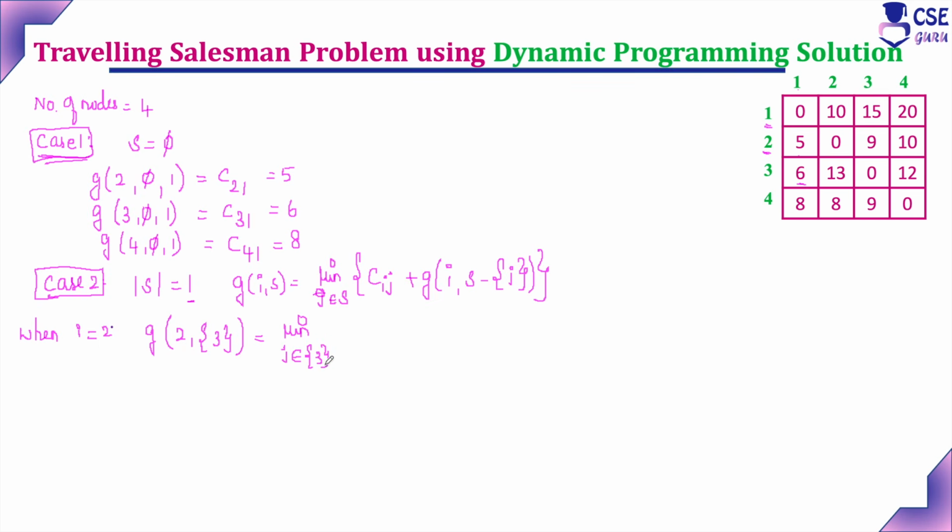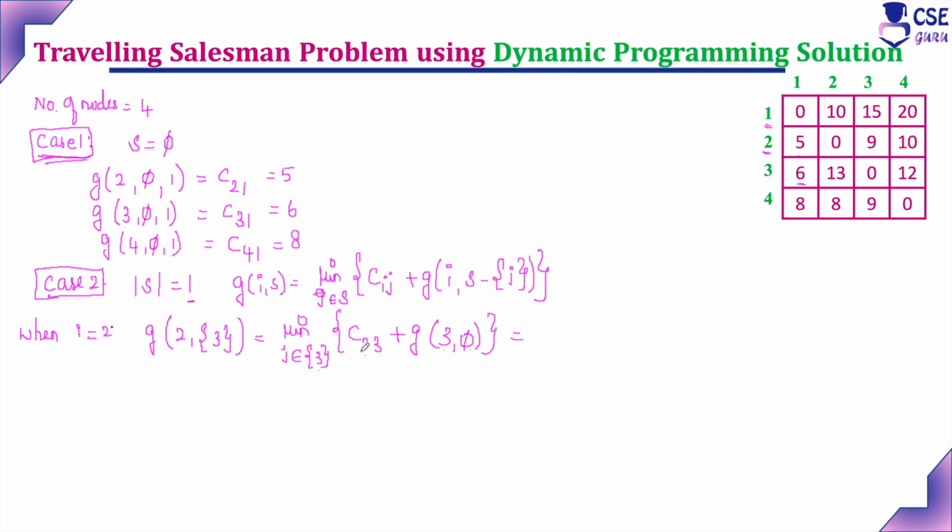The current city we are going to visit is 3. You have visited 2. Next you need to visit 3. So in that case, C of 2, 3. 2 is the current city we are visiting and next we are going to visit 3. C of 2, 3 plus G of 3, 5. Meaning, after visiting the third city, there is no other city. That is the meaning.